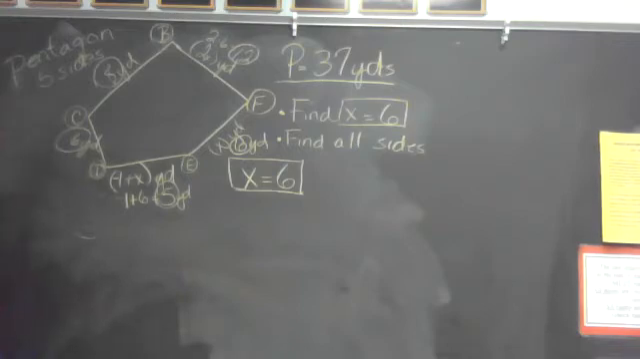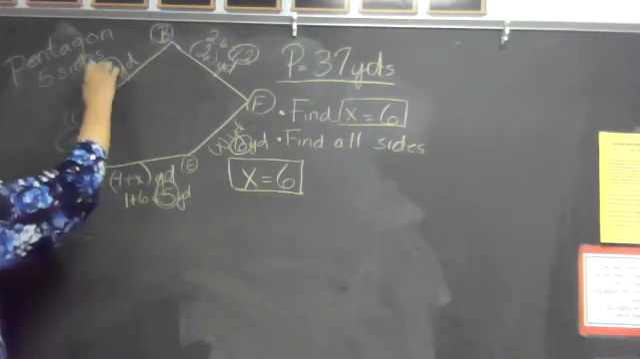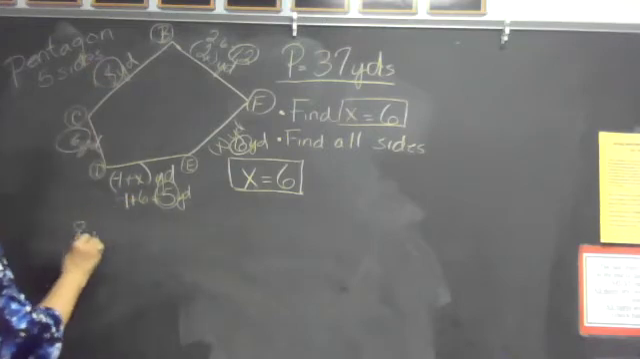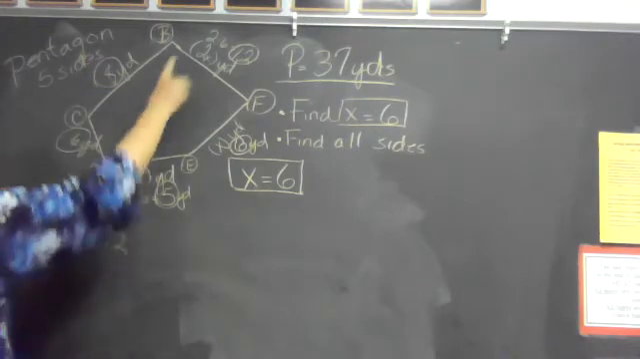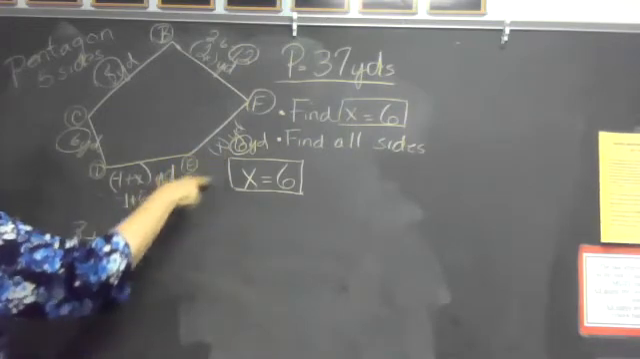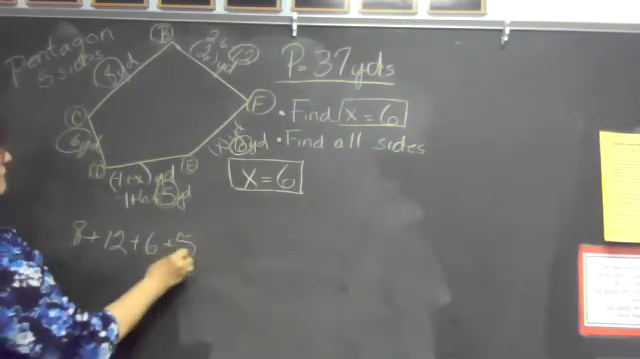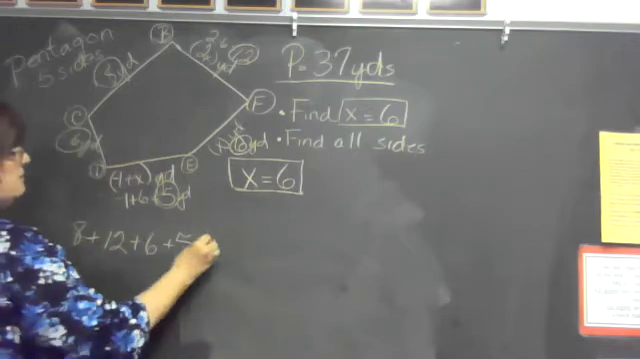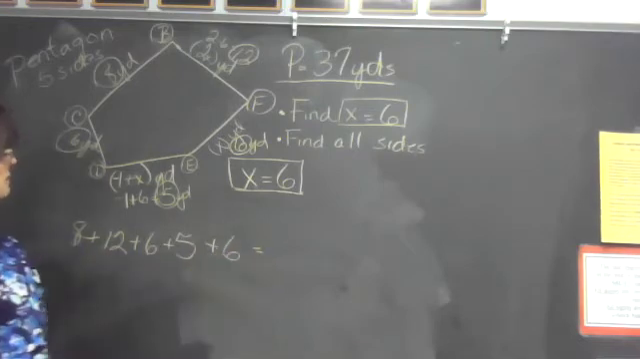Now, if you want to do a quick check and find out if you did it right, then let's just take the answers we got. We got 8 plus 12 plus 6 plus 5 plus 6. Find out what that's equal to.